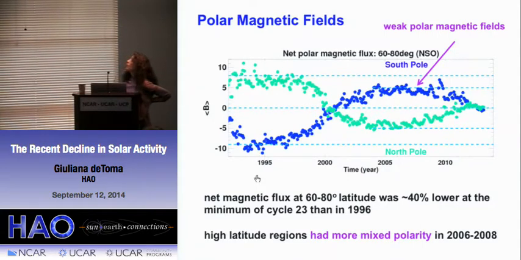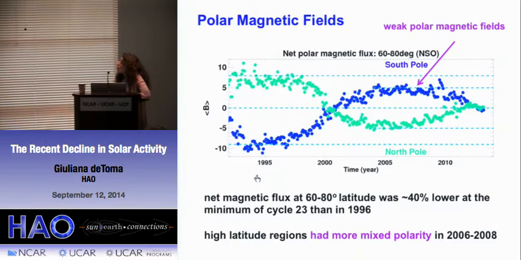What is clear is that during the last cycle, the polar fields were much weaker than during the cycle before. In fact, we see a decrease of about 40% in the polar magnetic field. And not only were the polar fields weaker, but we found that there were a lot more patches of opposite polarity at high latitude during 2006 to 2008 compared to 1996. And this is where we are right now.